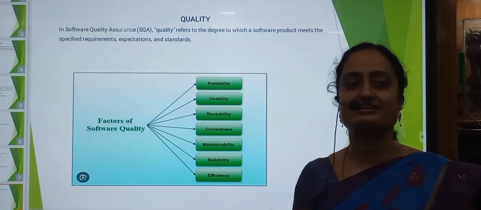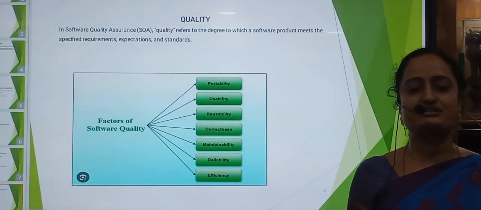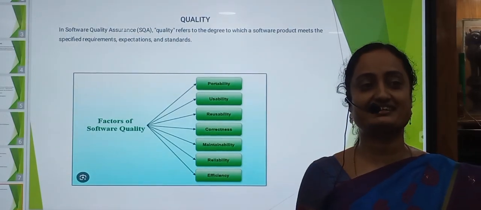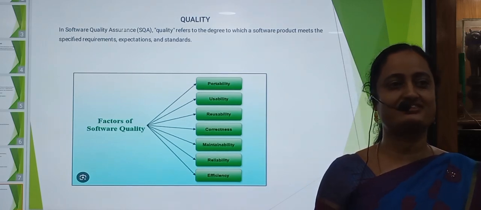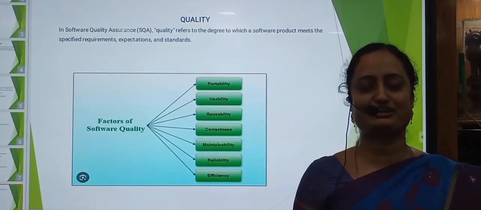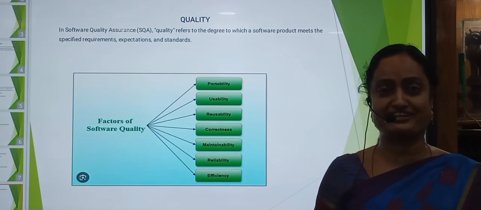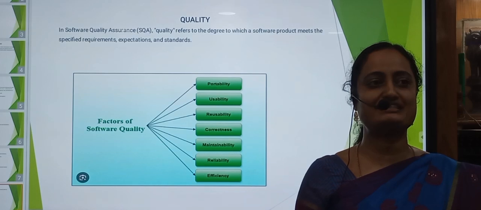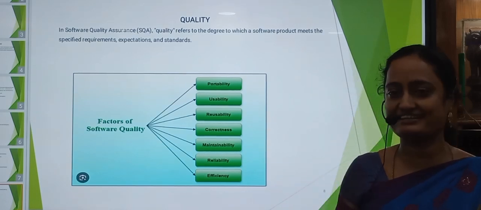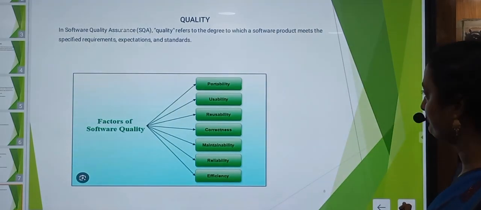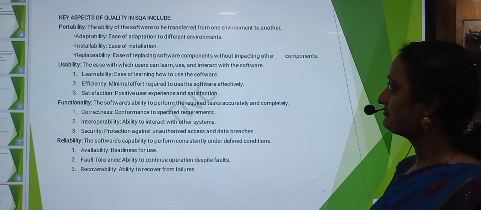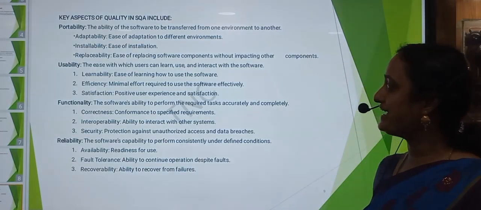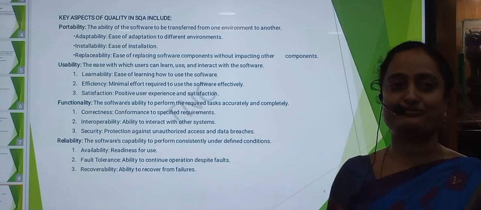Next, quality. What does quality mean? Quality represents the degree to which a software product meets the requirements, expectations and standards. The higher the degree, the more expectations, standards and requirements it meets. Key aspects of quality in SQA.